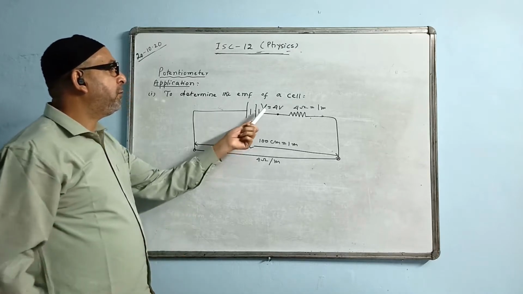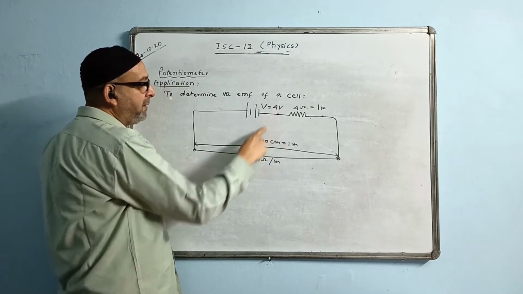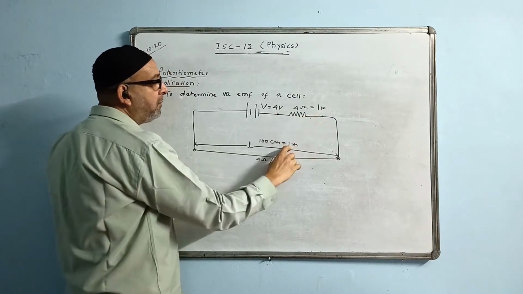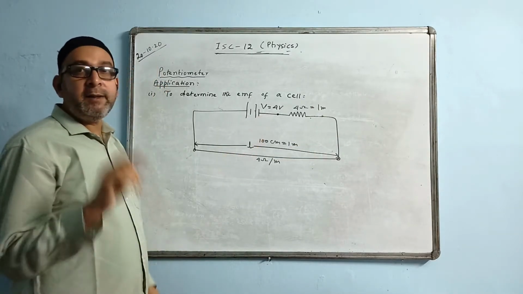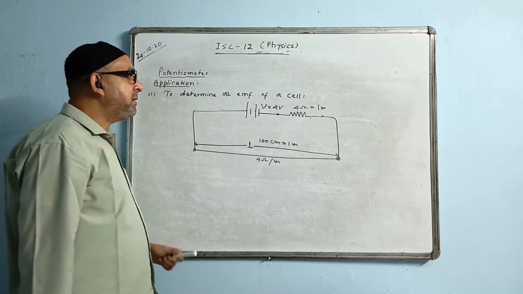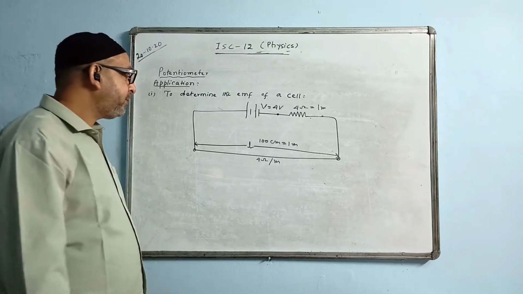So what is the potential gradient of the entire wire? I mean this voltage 4 divided by the total length. This length is 1 meter and this length is also 1 meter. So 1 plus 1, 2 meter. Then the answer will be 4 divided by 2. The answer is 2 volt per meter. Okay, this is the method of finding the potential gradient.